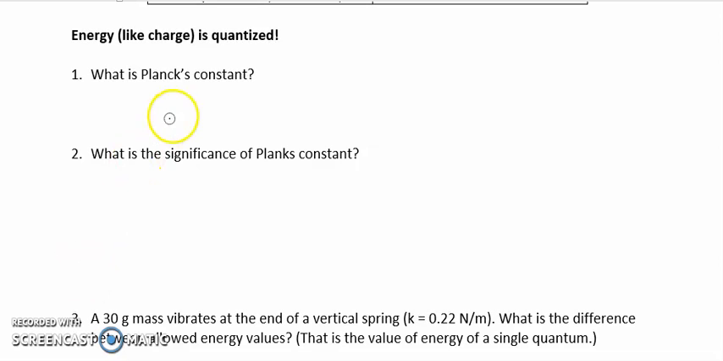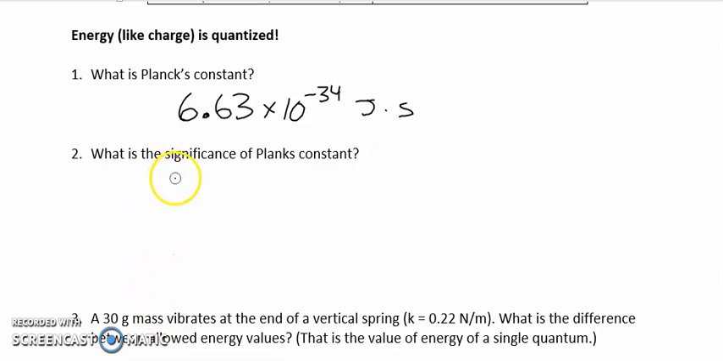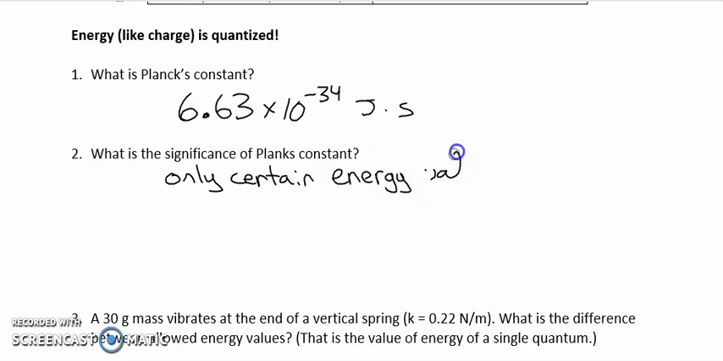First of all, what is Planck's constant? Well, that is just that number, 6.63 times 10 to the negative 34 with the units of joules seconds. The significance of this is really that energy is quantized, which means only certain energy amounts. Now, if you only have certain energy values, it does not seem very significant until you start to think about some of its everyday applications.